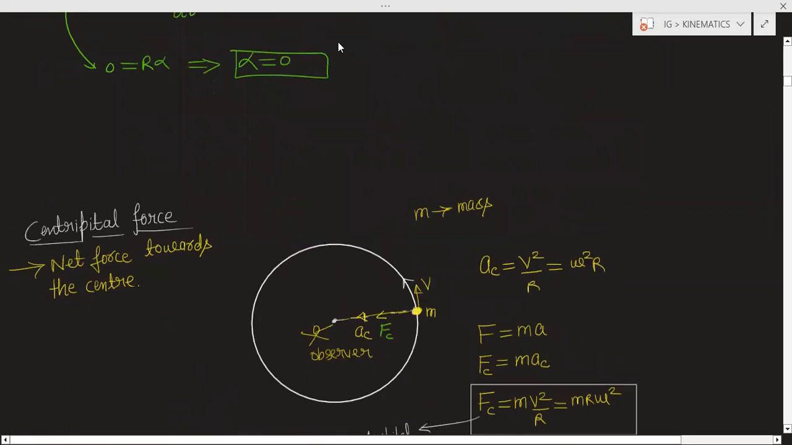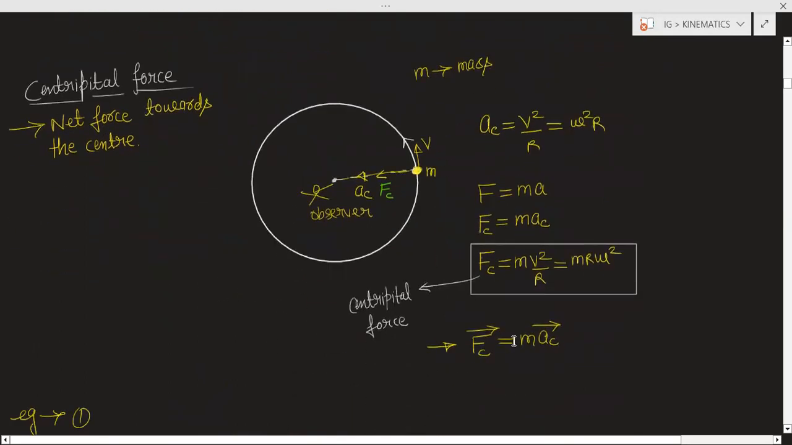So in the last class, we discussed the centripetal force. Centripetal force is the net force towards the center. It is given by mv square by r or m r omega square.